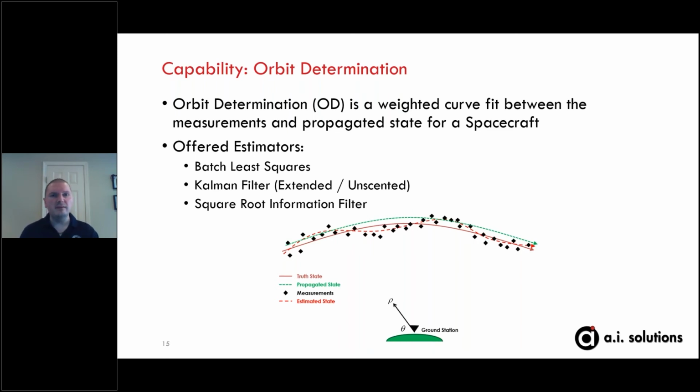And we offer a number of estimators in FreeFlyer for this. You have the batch least squares, you have your Kalman filter, both unscented and extended. With the unscented, you have the option of a smoother as well. And there is a square root information filter available for you to use. So essentially the rough idea here is finding out where your spacecraft actually is based on where you think it is. It's a good way of thinking about it.